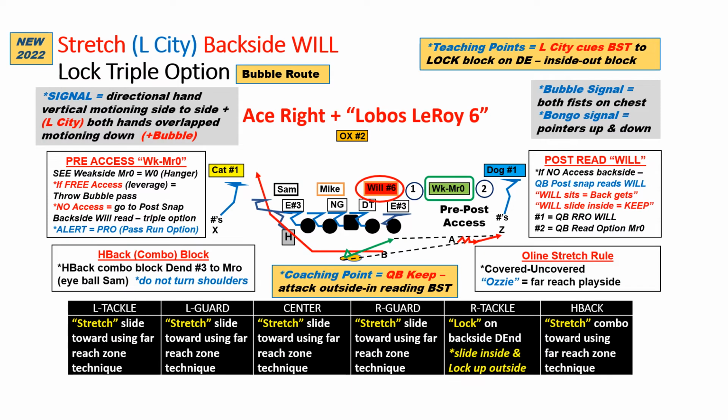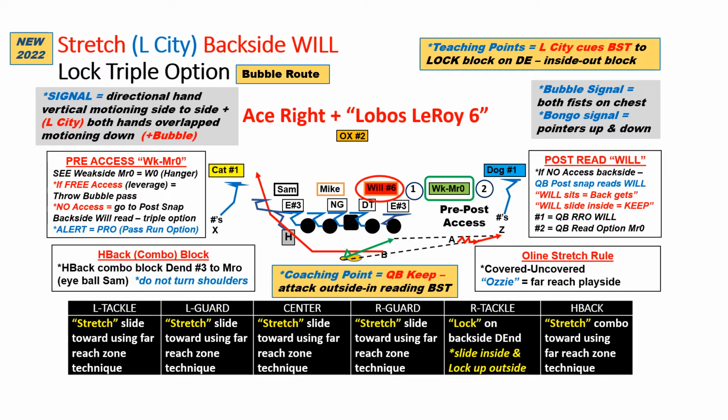We can do this same triple option we did previously out of stretch, but we can change the read key to the backside Will backer. We just do a lock call by the backside tackle now on that defensive end, and the read key becomes Will to weak Mr. 0. Now we use L City as a suffix. So it's Lobos, Leroy, and we call out the number of the read key, which in this case we're saying the wheel backer is number 6.